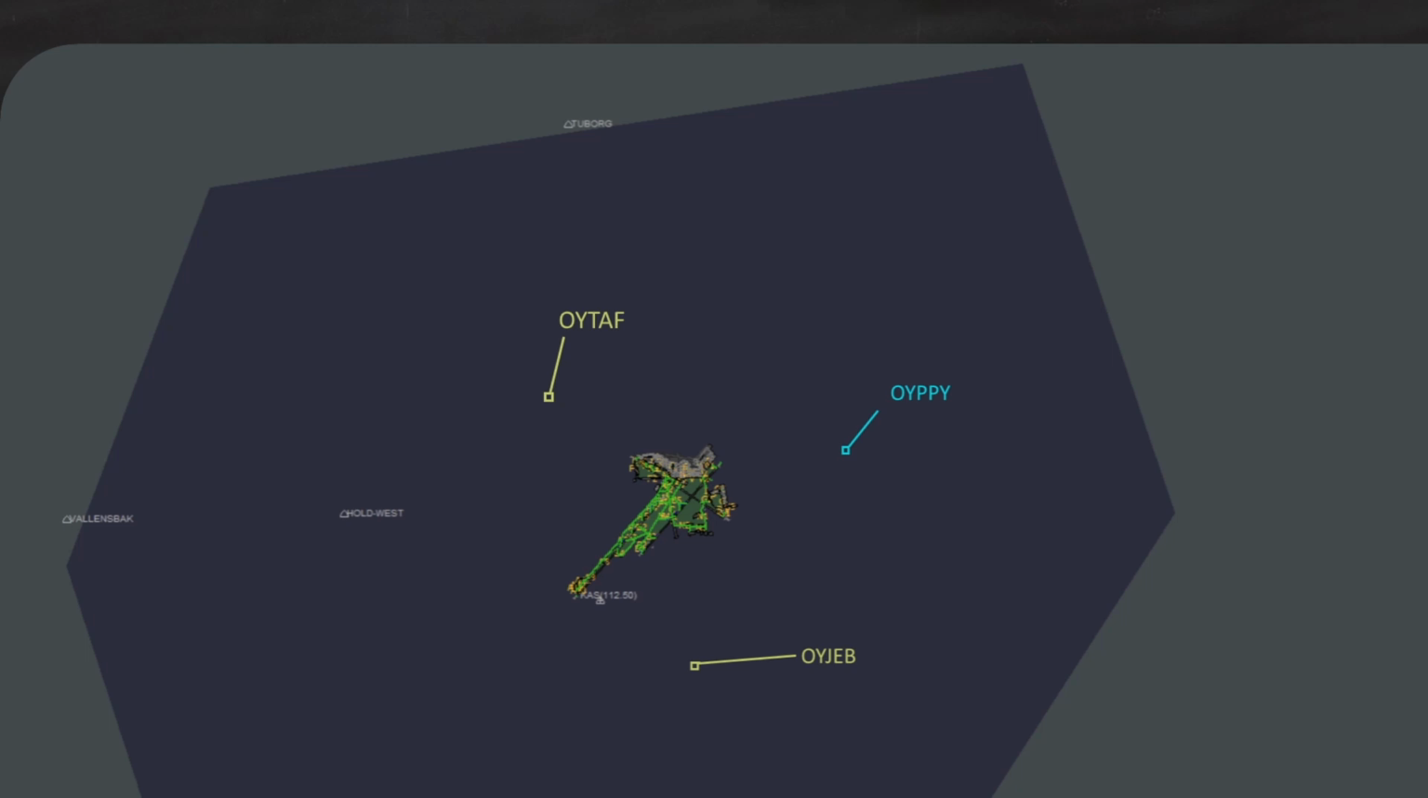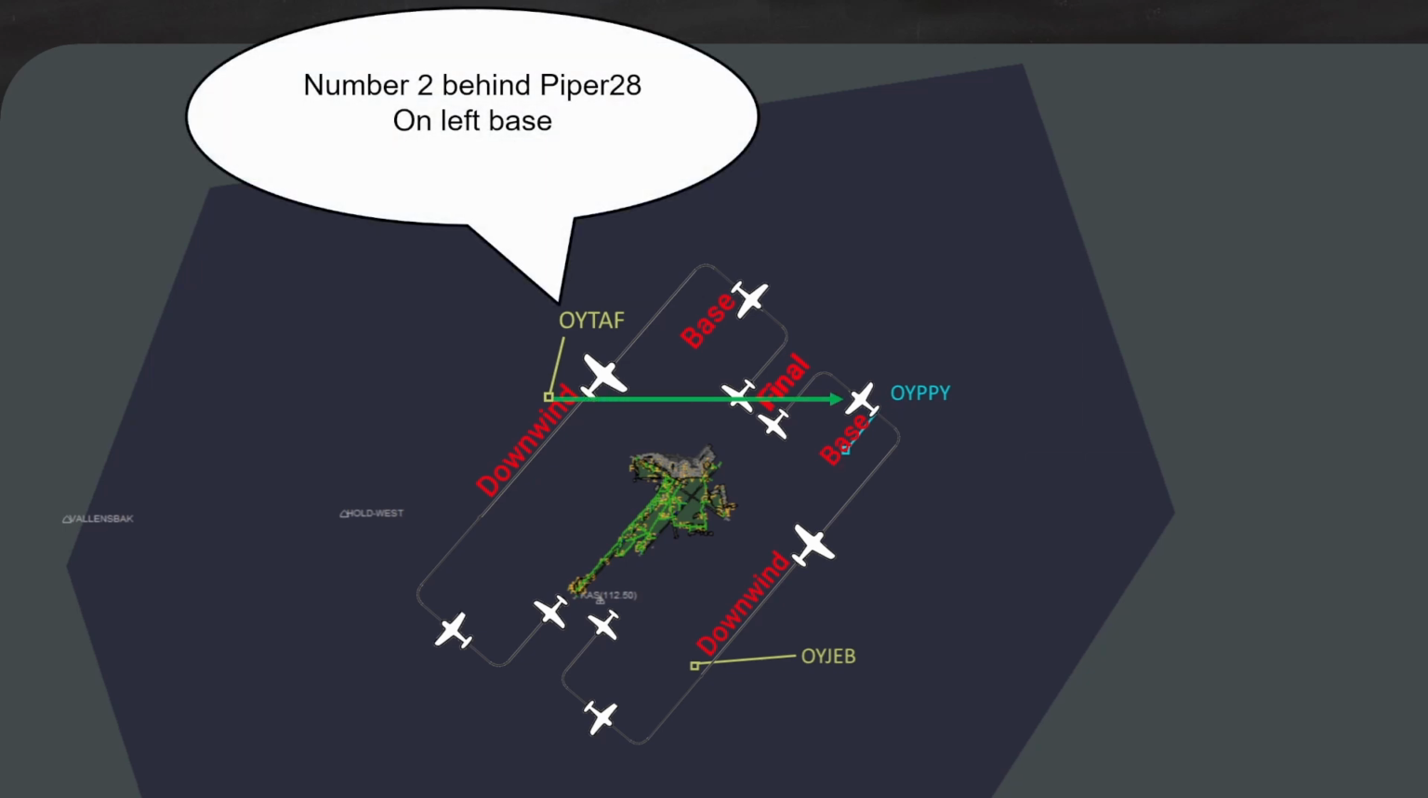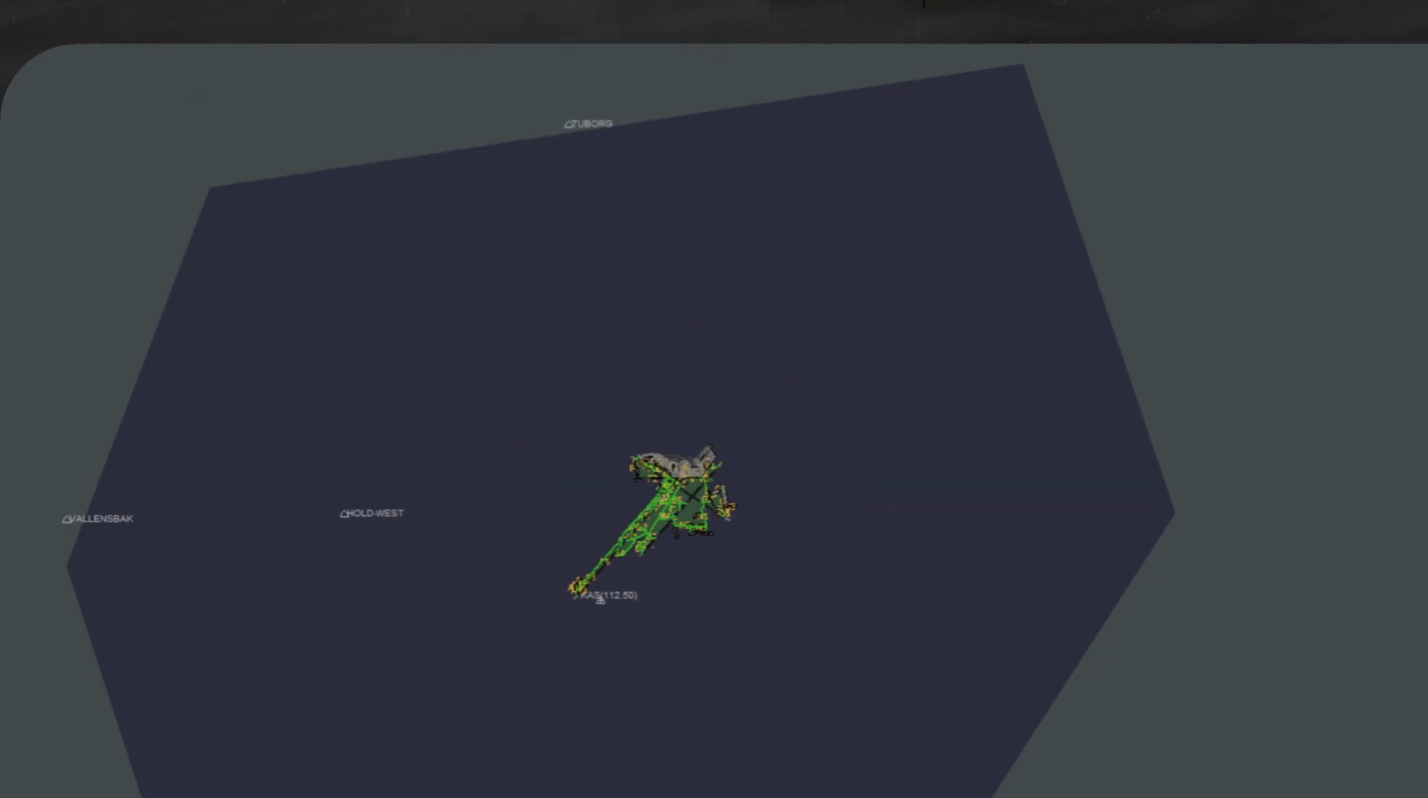For our approach phase and landing pattern, the obvious choice is to specify where in the circuit the aircraft is. Then our pilot knows where to look generally. Number 2, behind the Cessna 172 on right base. That's the proper way. Now let's move to the departure phase.